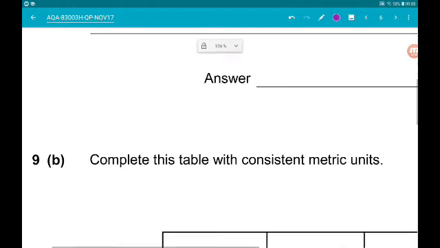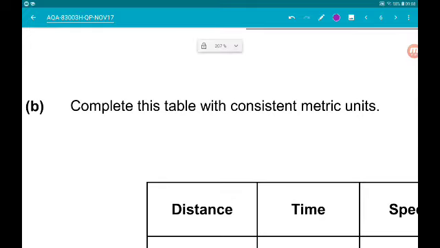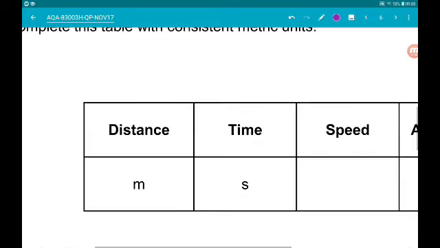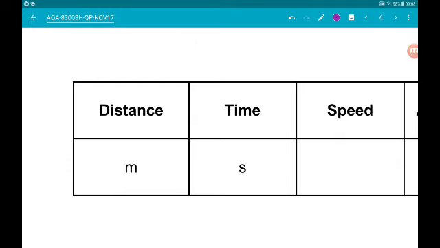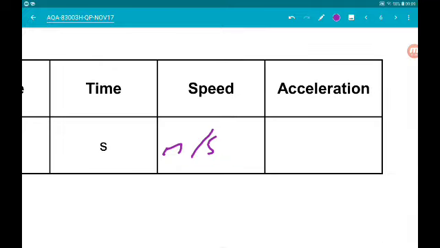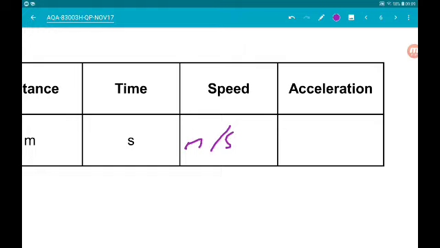Okay, then part B, bit of a weird one. Wants us to complete a table with consistent metric units. So, distance is given in meters, time is given in seconds, so we need to fill in speed. Now speed is distance over time, so here that's going to be meters per second. And then acceleration, bit of a weird one. Remember, acceleration is meters per second squared.